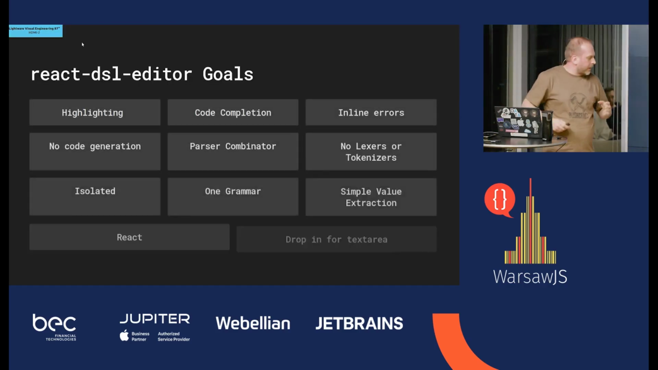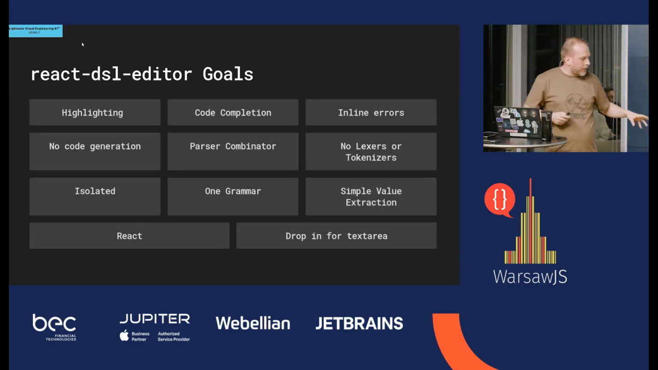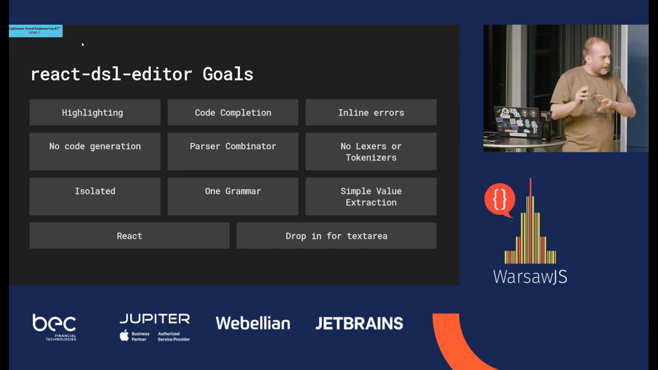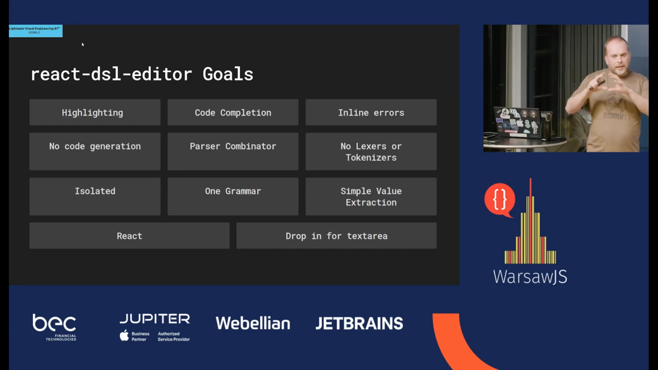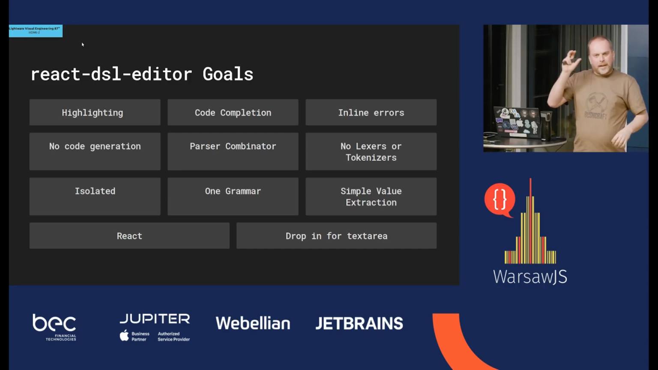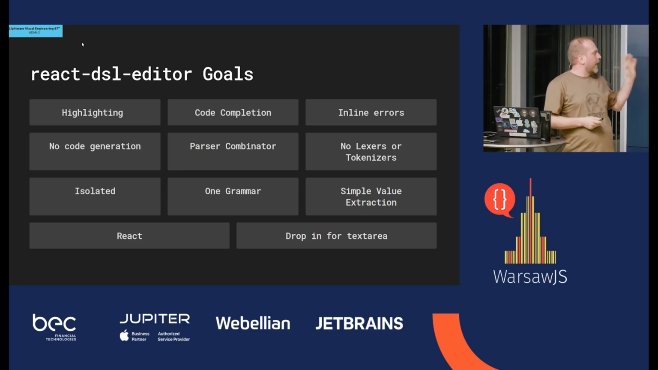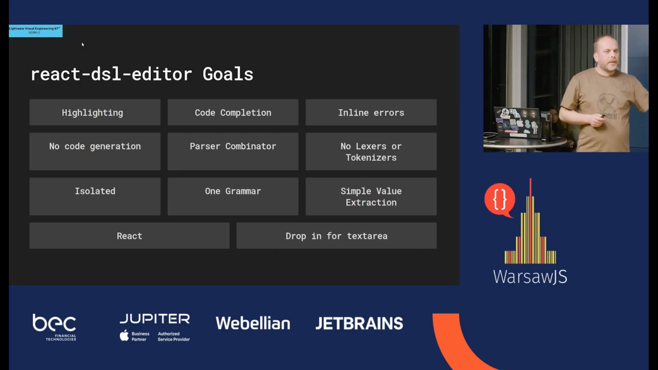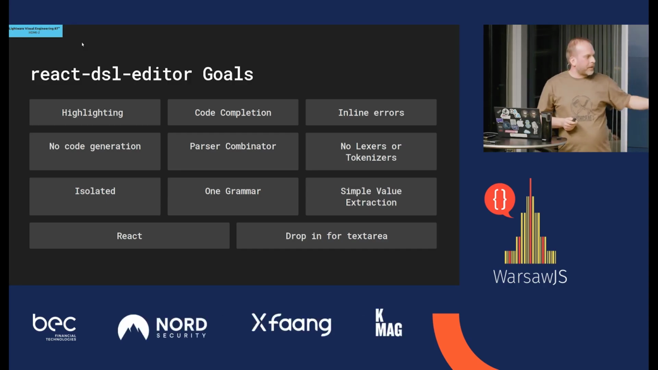So my goals were, I wanted it to be kind of React native, but not React Native, React for React, and as a drop-in replacement for textarea. There should be a component that you just use with value and onChange, give it a grammar, and it should give highlighting, code completion, and inline errors out of the box. Something that Langium almost does. And I wanted to have just one grammar that is used for everything, for value extraction that should be simple, and also for this UI.